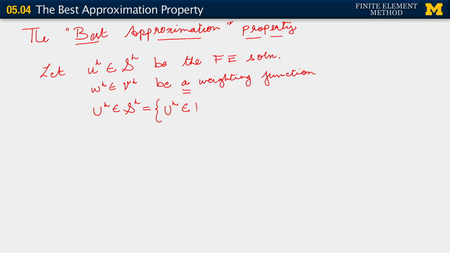belongs to H1 on omega, and UH satisfies the Dirichlet boundary condition. Let us suppose that we are working with the Dirichlet-Neumann problem. And you know how this would work if we were doing the pure Dirichlet problem. We would have the other boundary condition also in there. Okay, so this is UH.